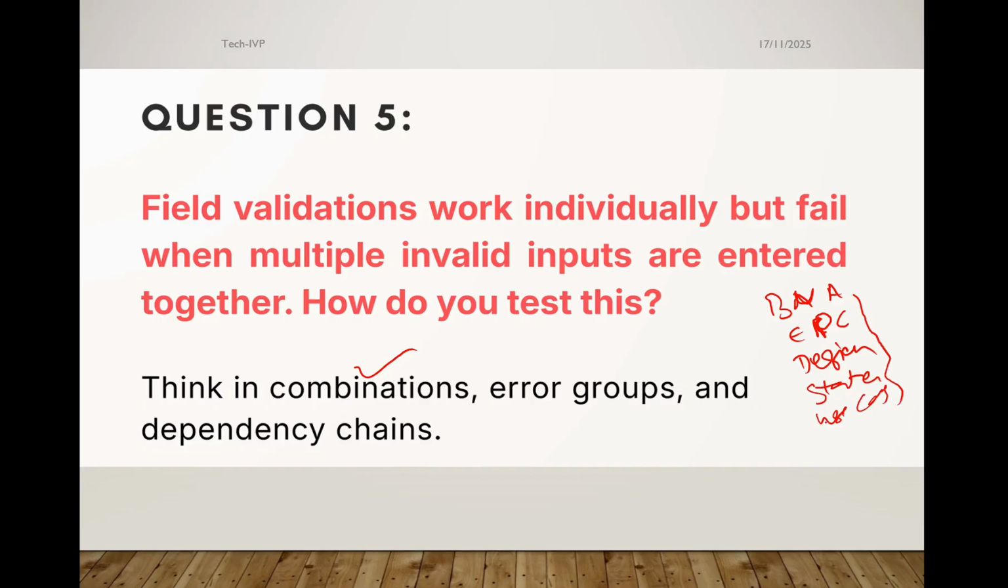Use case totally depends on the user acceptance story, what the product owner shared with you. So in that case you have to create combinations using boundary value analysis, equivalence partitioning, a decision table and state transition. You can validate all these things, error groups as well, and the dependency chain. Is there any dependency on the issue or on the feature?